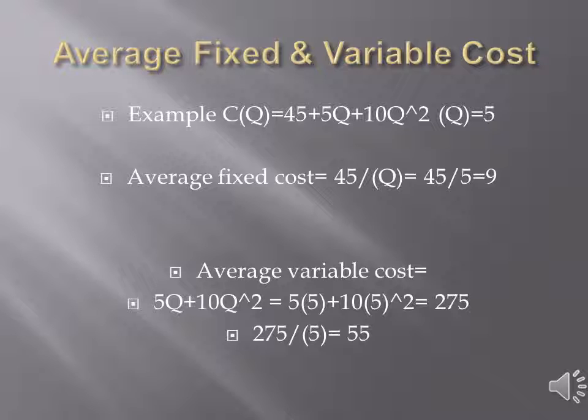Simple mathematics. Then we have the average variable cost, which could be a little more tricky to get, but still fairly easy. So the average variable cost is 5Q plus 10Q squared. So we're using the quantity of 5, which is 5 times 5 plus 10 times 5 squared, which our variable cost is 275. To get the average variable cost, it's 275 divided by Q, or your variable cost divided by your quantity, which in this case is 275 divided by 5, which is 55.